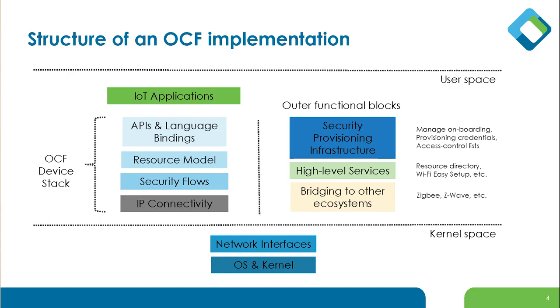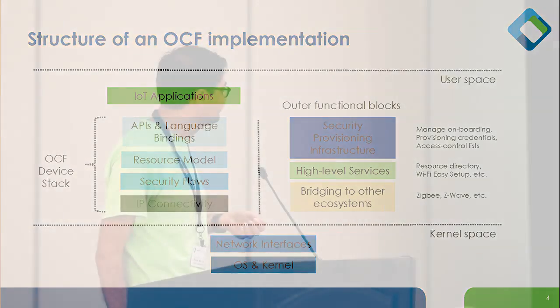So when you bring a new device, you need to onboard it into the security context of your OCF network, provision credentials so that those devices can establish encrypted channels, and also provision an access control list to grant only authorized access to resources. There may be high-level services such as a resource directory on your network, which really maintains references to resources hosted on other devices.